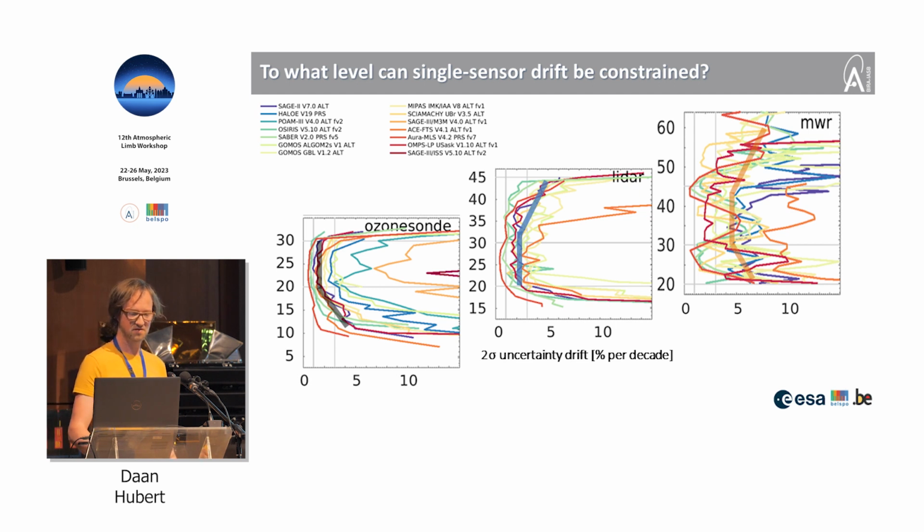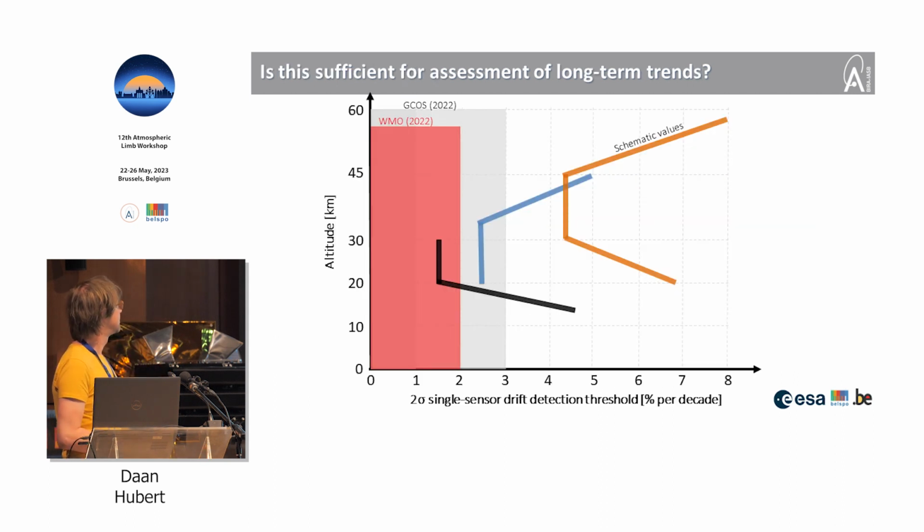So if you overplot, and then you somehow by hand overplot typical uncertainties that are seen, that are quantified with this method, you get this picture. And if you then put this on this graph, you get about 1.5% detection threshold of drift for single sensors. When you use ozone sondes for LiDAR, it's about 2.5%.